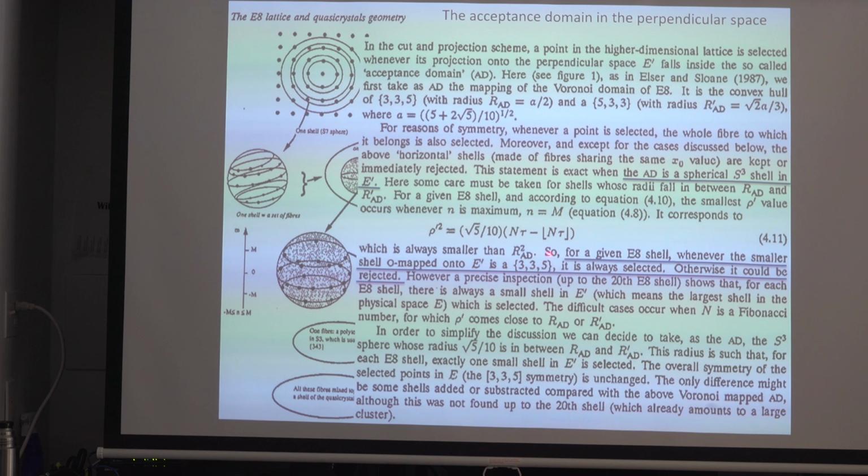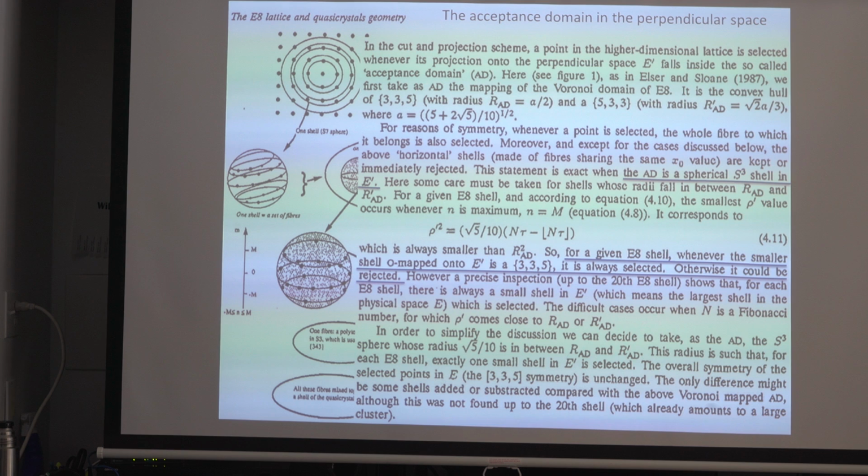For a given E8 shell, whenever the shell orthographically mapped onto E prime is a 600-cell, it is always selected. This is what I want you to remember. Otherwise, it could be rejected. So for a given E8 shell, if it is orthographically mapped onto the perpendicular space as a 600-cell, then it must be selected. They checked up to the 20th layer, and that is always true, compared with the Elser-Sloane quasicrystal.